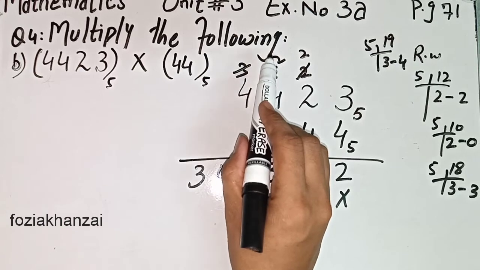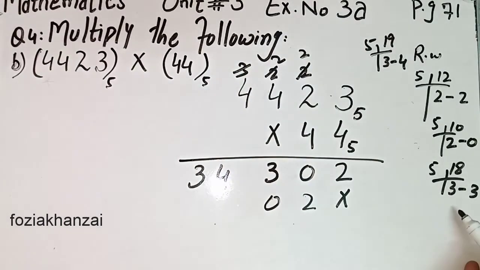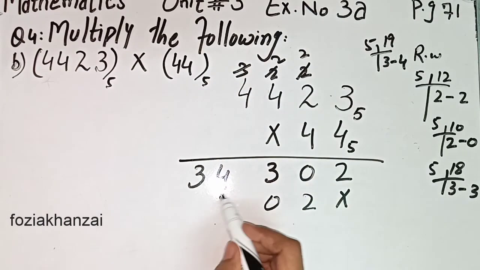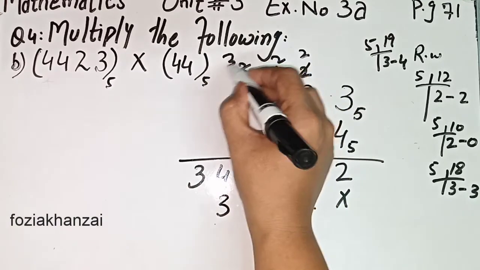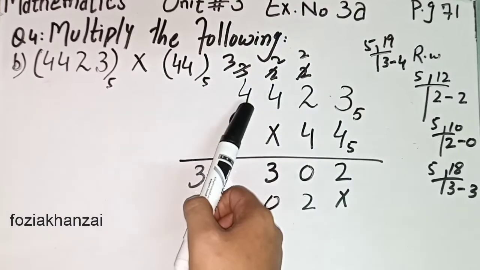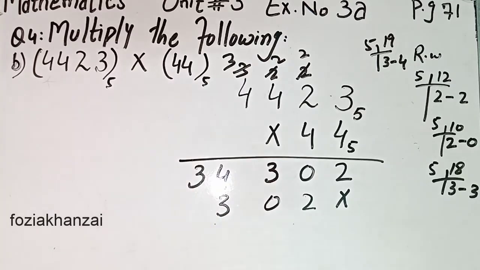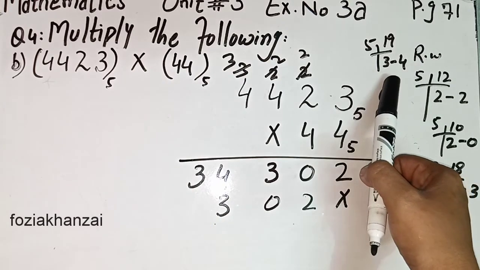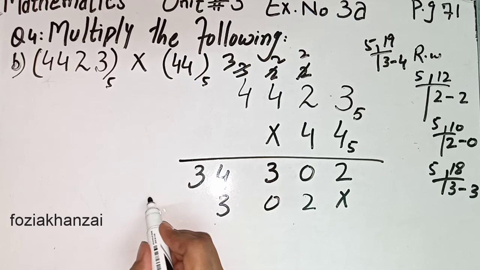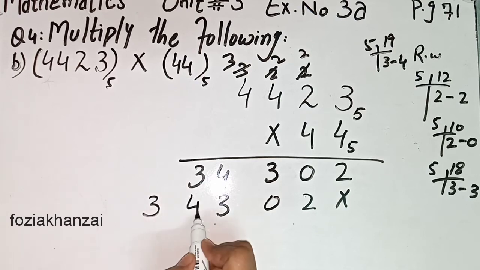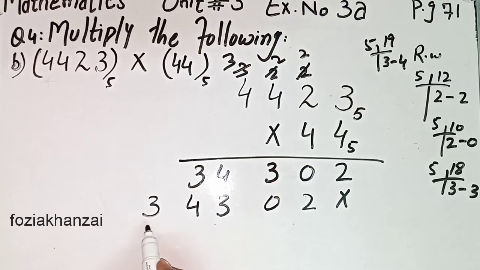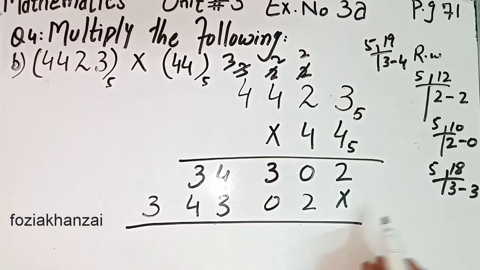Plus 2, 17, 18. 18 equal to 33. 3, 3 carry. 4 4s are 16. 16 plus 3, 19. 19 equal to 34. Correct? It's a last digit, so as it is copy down, full number 34. We multiply in base 5 system.